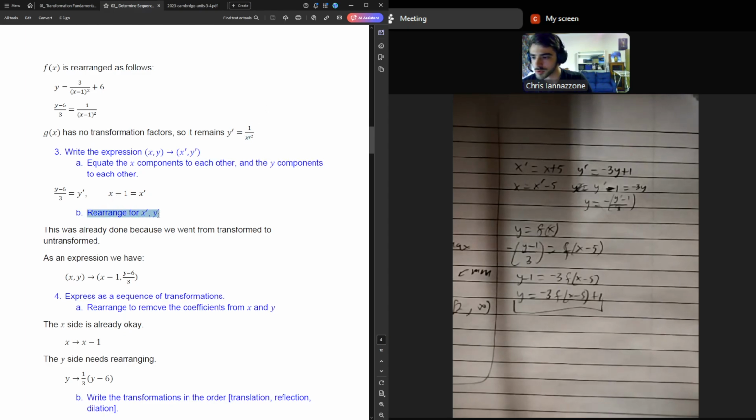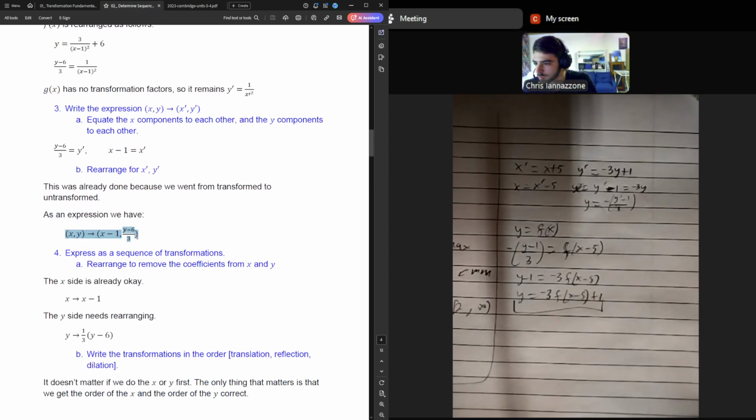From here, we always rearrange for x dash and y dash. The reason being is because that is the thing that is the transformation. That explains where we're going towards, basically. In this circumstance, there's no rearranging to be done, because where we were going was already an untransformed function. It just happened to turn out nicely for us, so there is no rearranging to be done. Y dash is already on its own, x dash is already on its own.